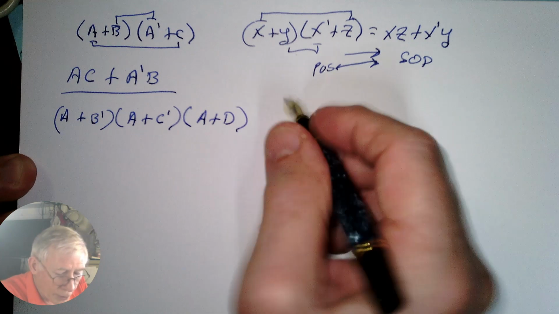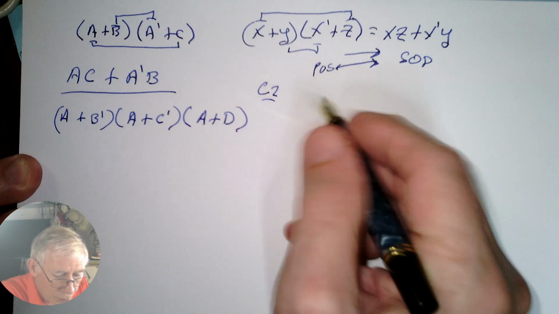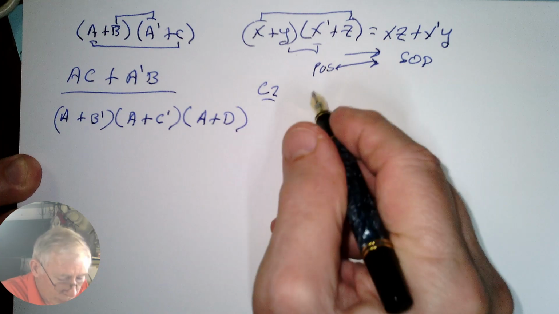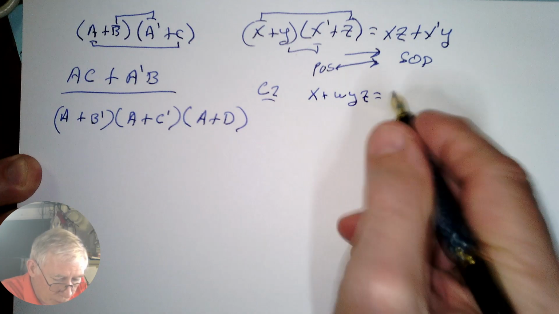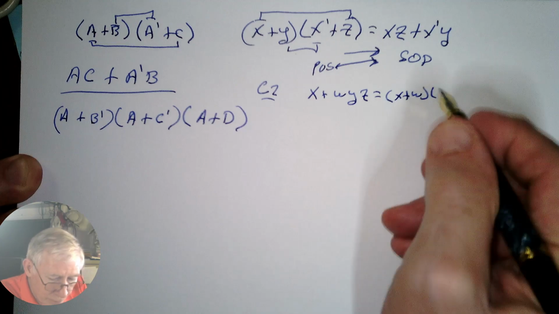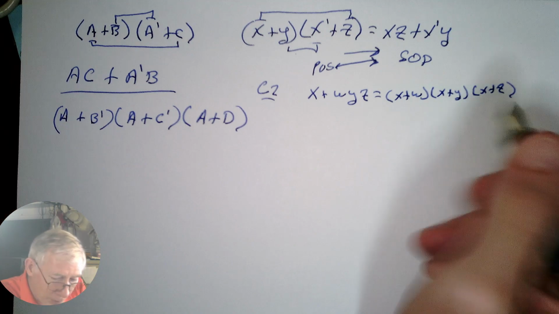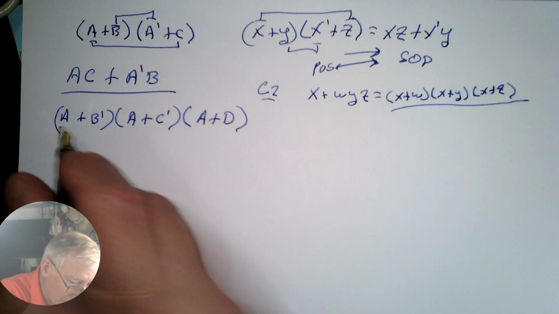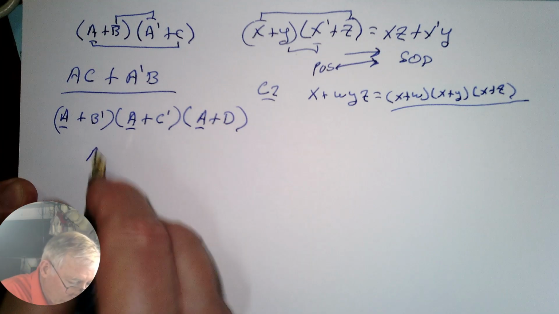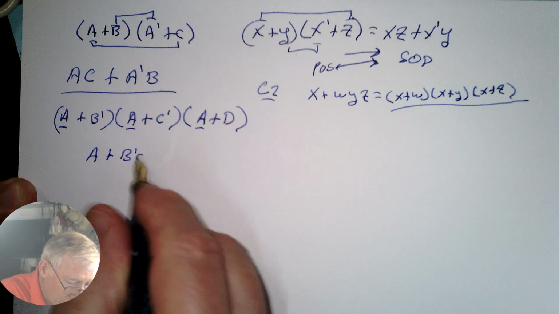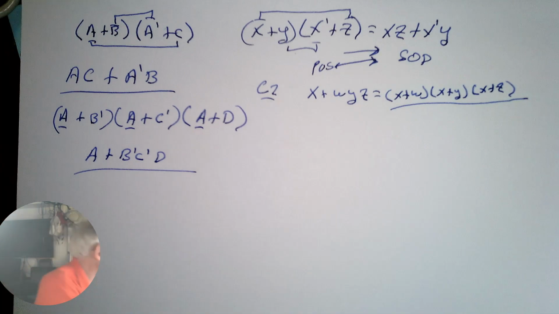Now, remember our second distributive law, conversion theorem 2, C2, and we had a corollary to that. The corollary was X plus WYZ equals (X plus W) times (X plus Y) times (X plus Z). We kind of have something that looks like that, don't we? We have an A in each term, and then we have this other variable. So all we have to do is write A plus B prime C prime D. Done.